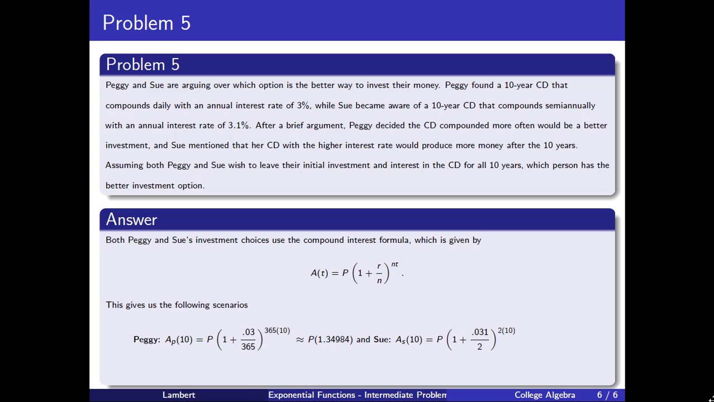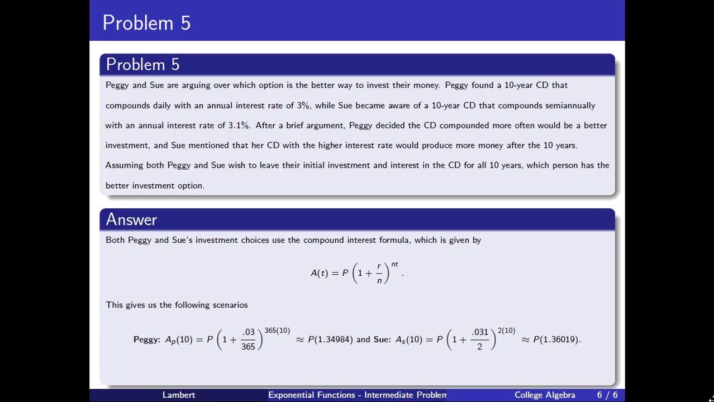Okay, so let's take a look at Sue's investment. Where do these values come from? Well, notice she chose the higher interest rate, so that's where the 0.031 comes into play. However, it's only compounded semi-annually, so since it's semi-annually compounded, that means 2 is our value for n. Semi-annually means twice a year, and it's still a 10-year investment. So when we plug in all those numbers, what's being multiplied by P? Well, that's going to be 1.36019.